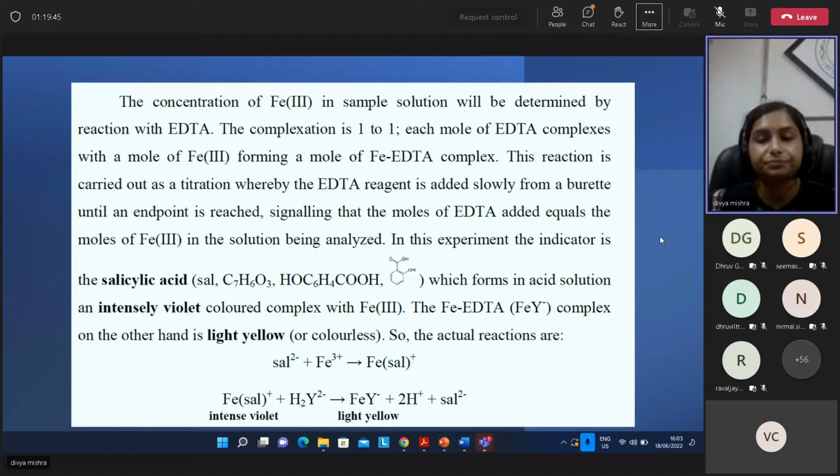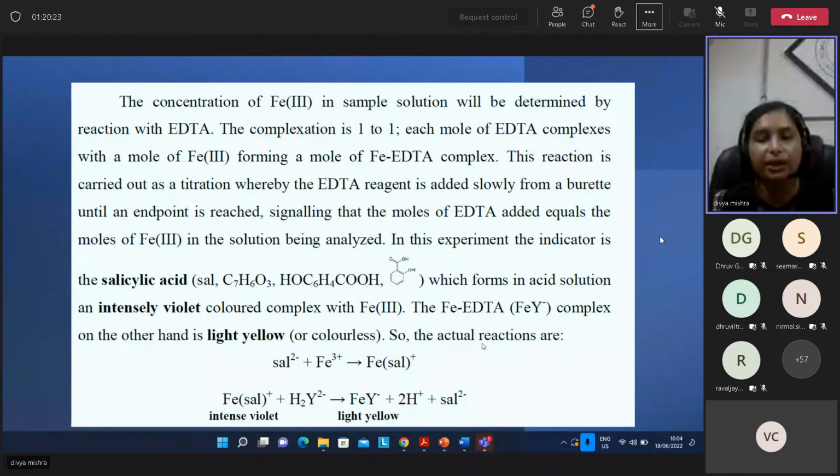Now later, when slowly and gradually we proceed with the addition of EDTA from the burette, what will happen? This complex of Fe plus 3 and salicylic acid will break. Why? Because the formation constant for the FeEDTA complex is on the higher side. So slowly there will be a color change from intense violet towards light yellow, and then at the end point it will go to colorless.